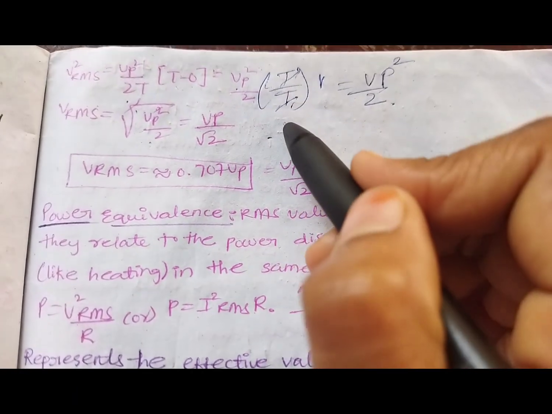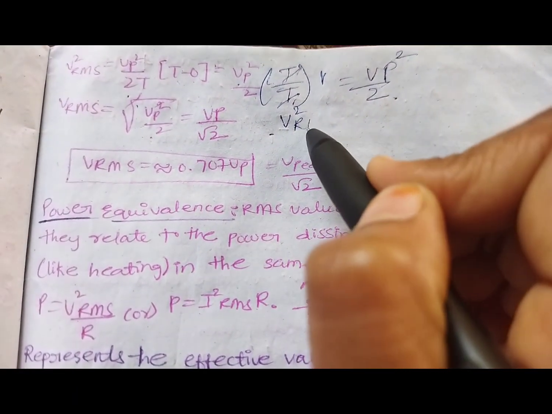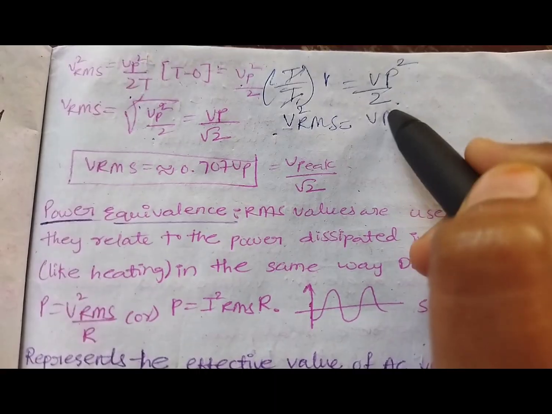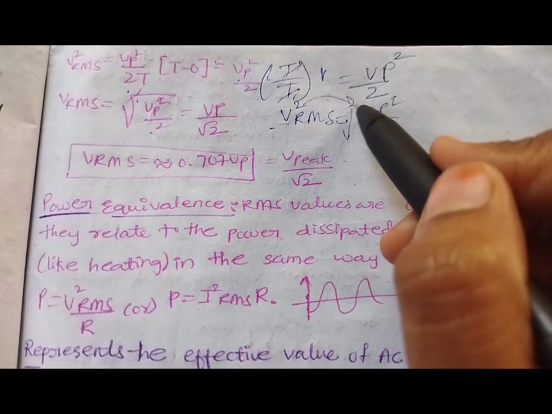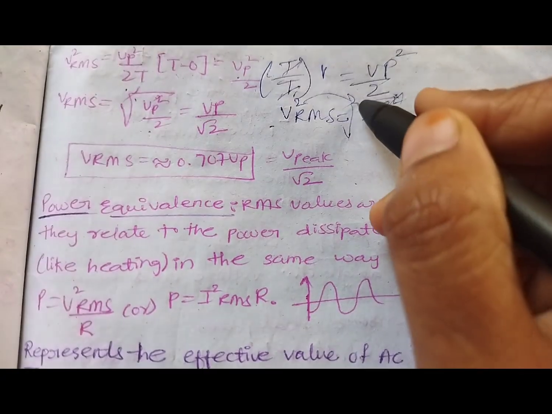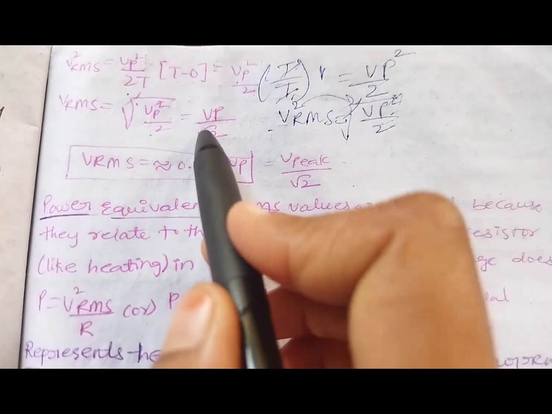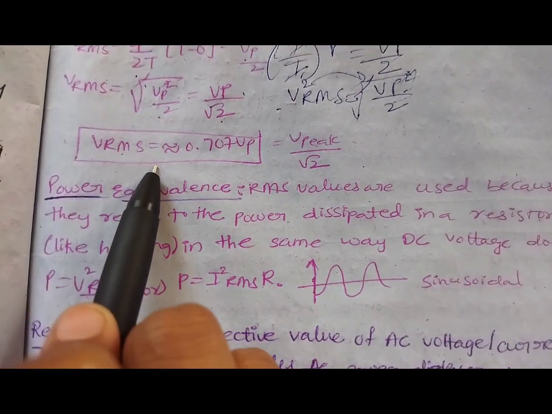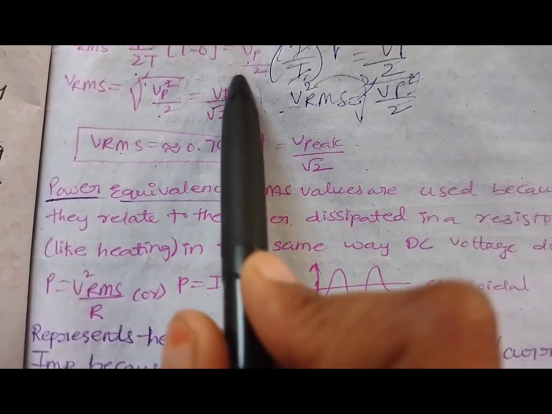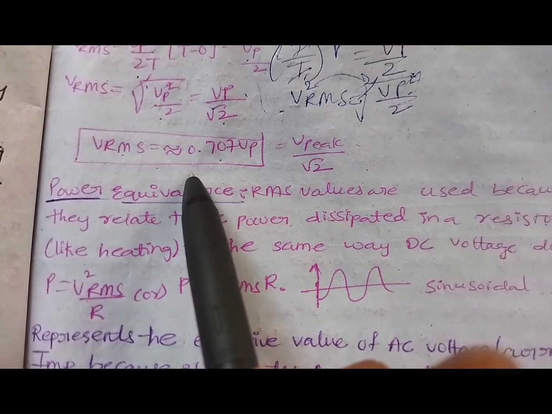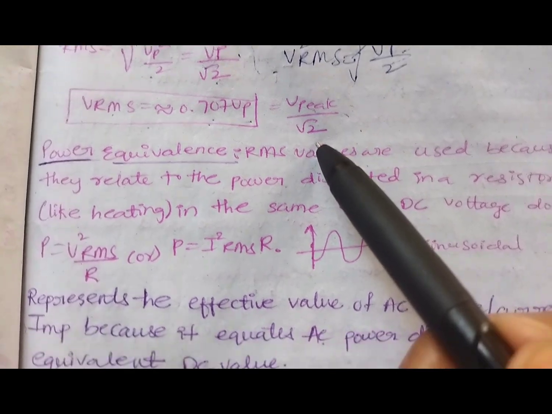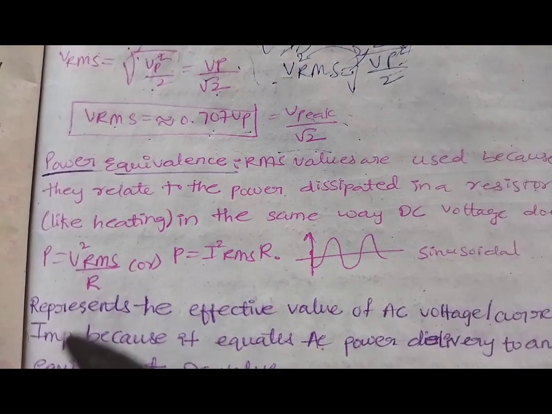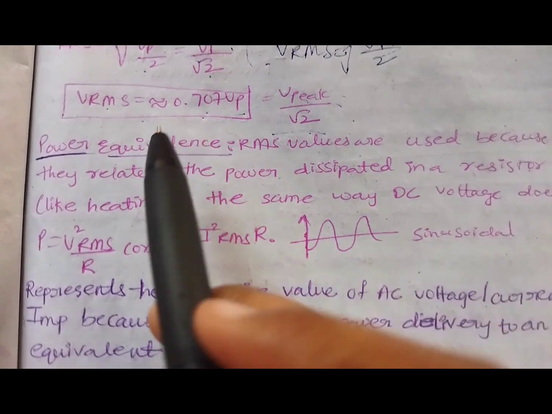So the square term will be Vp square by 2. The square comes to this side and is transposed like a square root. Square and root cancel. Then Vp by root 2. VRMS equals, by calculating this term, 1 by root 2 value, 0.707 Vp. Vp by root 2. This is the formula for calculating VRMS.